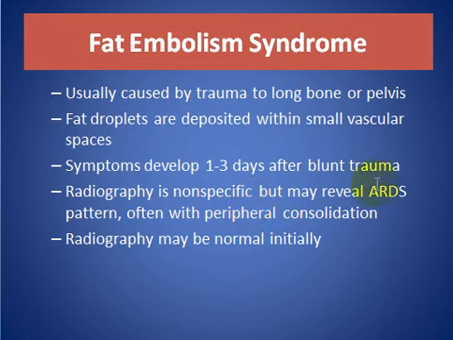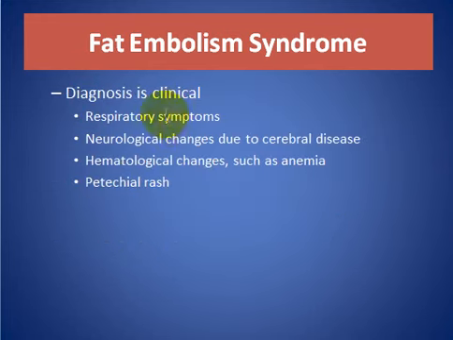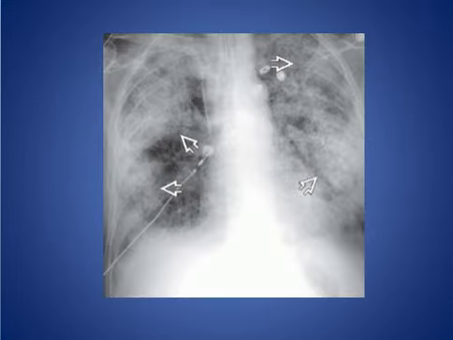Radiologically, it is not specific, but may reveal acute respiratory distress syndrome pattern, often with peripheral consolidation. Radiography may be normal initially. Diagnosis is clinical: respiratory symptoms and neurological changes due to cerebral disease, hematological changes such as anemia, petechial rash.